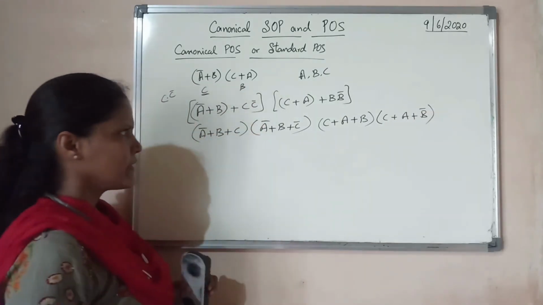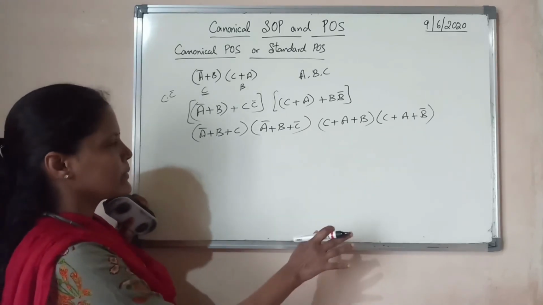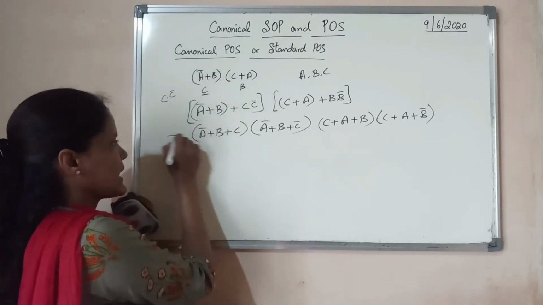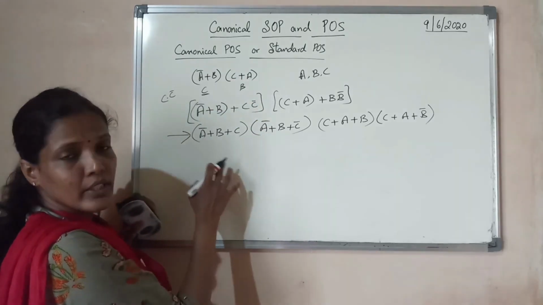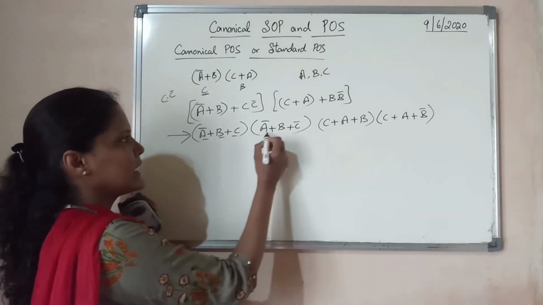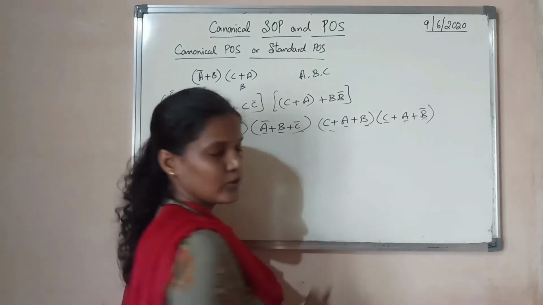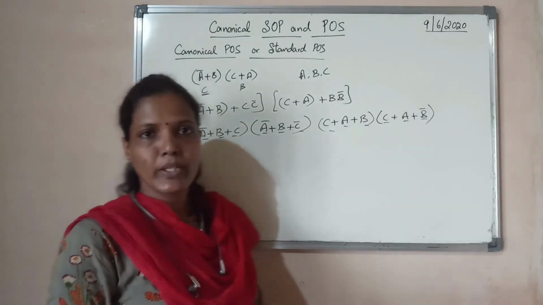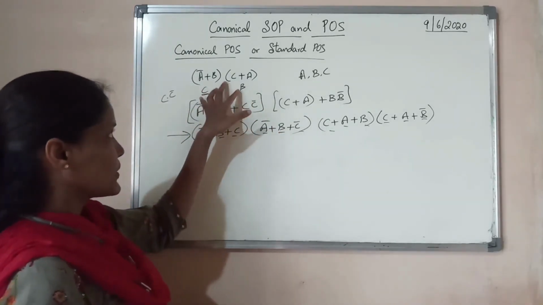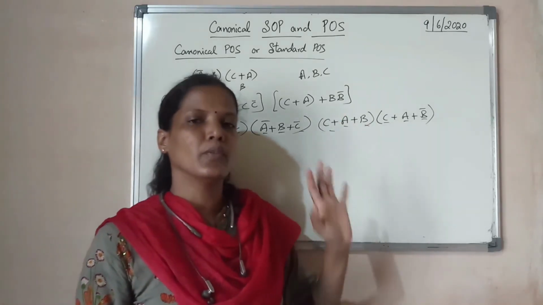Please try to identify whether any of the terms are repeated. No term is repeated. Then the two-term expression has now been converted into canonical POS, or the standard POS, which contains 4 terms, and all the terms contain each of the variables. A, B, C is there, A, B, C is there. So canonical SOP or canonical POS is nothing but converting the given expression in such a way that all of the terms contain all the variables.